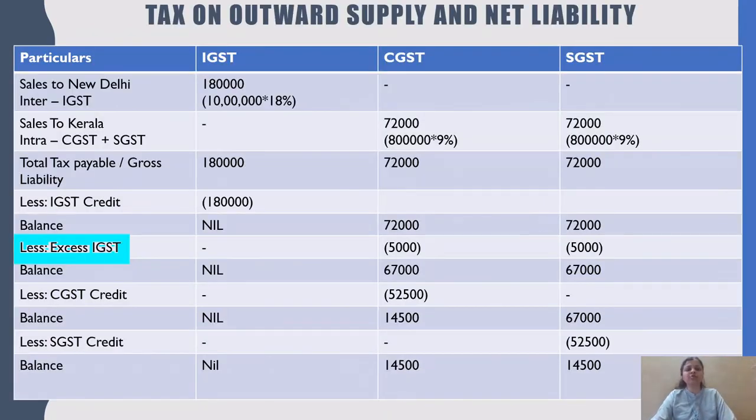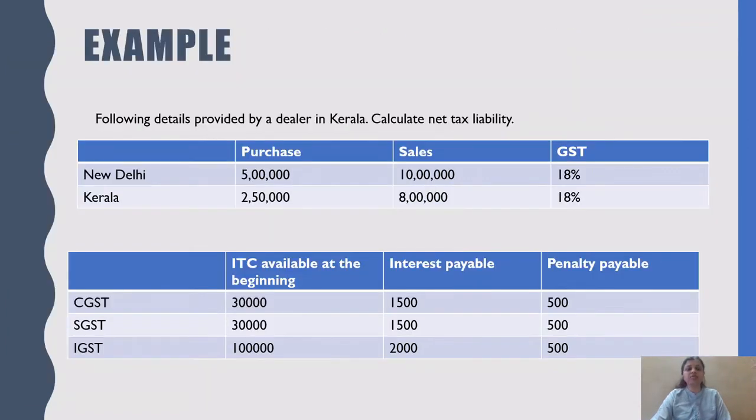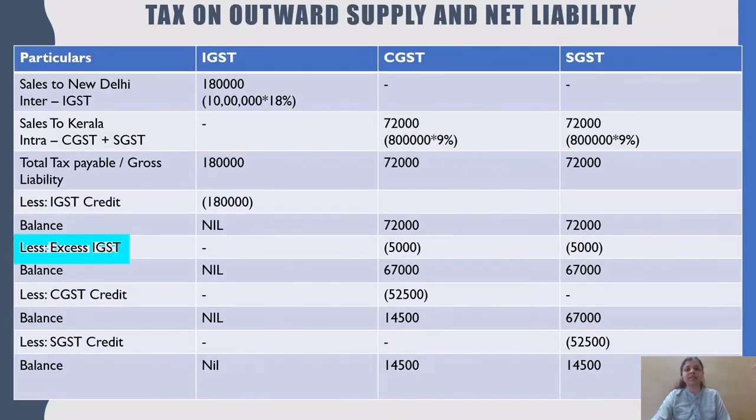So under the tax on outward supply and net tax liability table, we will add it under IGST. That is, this is the tax liability on account of sales to a customer in New Delhi. On that IGST we will calculate at the rate 18%. So the supply amount was 10 lakhs. On that 18%, that is 1,80,000 is payable under IGST.